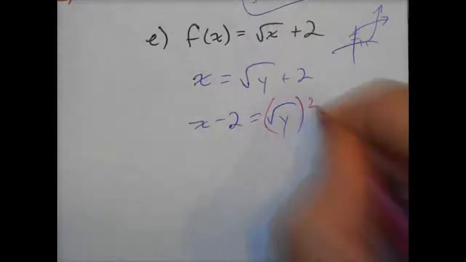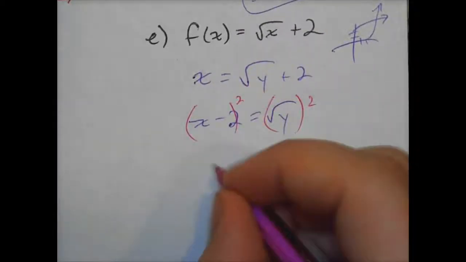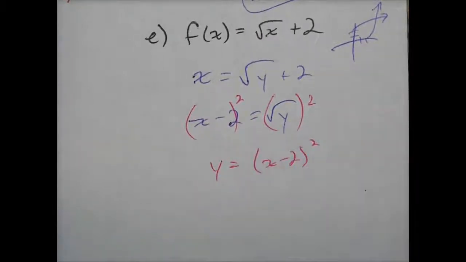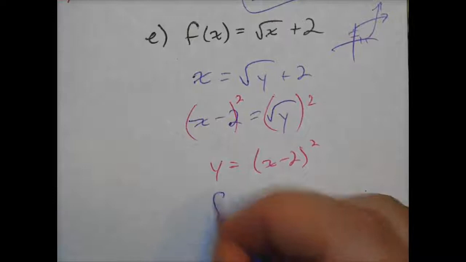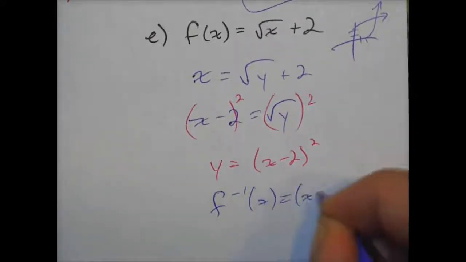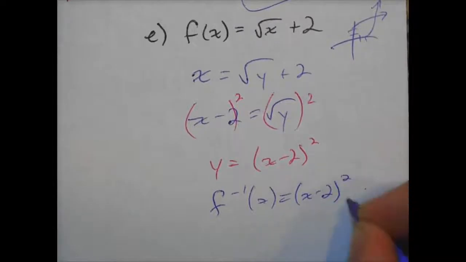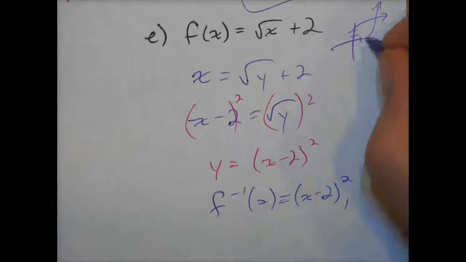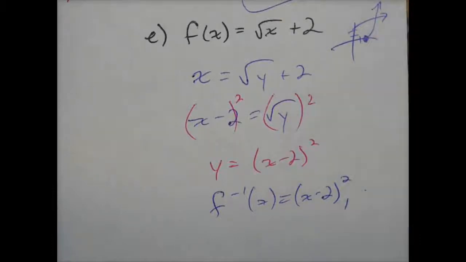Square both sides. So you can leave this for us as just x minus 2 squared. You don't actually have to multiply everything out unless you really, really want to. So f inverse of x equals x minus 2 squared. So now here, for restricting the domain, notice that our vertex happens at 2, 0, because this was a parabola moved to the right 2.